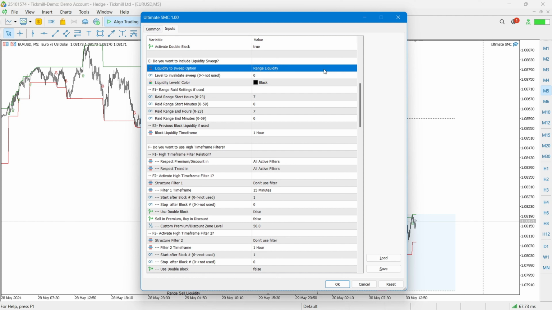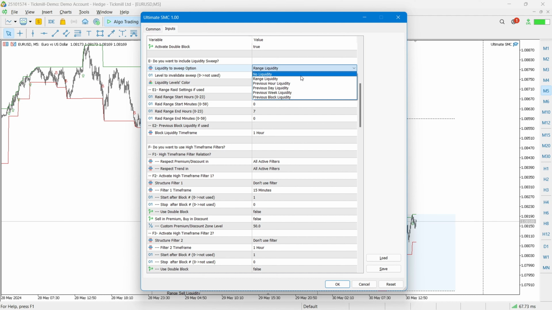So first, we can select multiple options for liquidity sweep. Simply, we can go without liquidity, so no sweep in our trading plan. We can opt for a range liquidity. As an example, if we want to sweep Asian range low and high, London range low and high, and so on. So we specify the start time and end time.